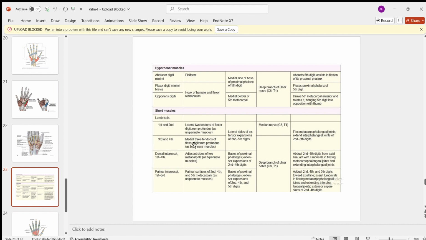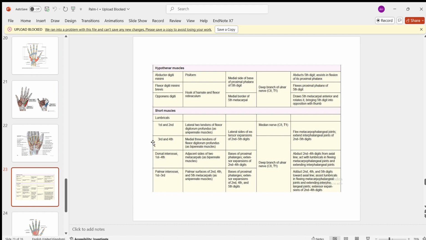Now the lumbricals: the first and second lumbricals take origin from the lateral two tendons of the flexor digitorum profundus, and the third and fourth lumbricals take origin from the medial three tendons of the flexor digitorum profundus. They are commonly inserted into the second to the fifth digit, and they are supplied by the median nerve. The action of the lumbricals is that they cause flexion at the metacarpophalangeal joint and extension at the interphalangeal joints.